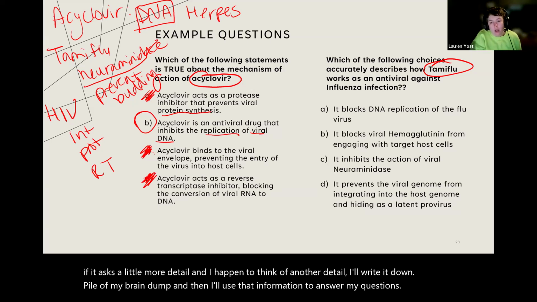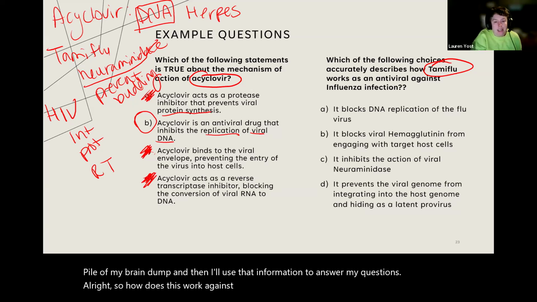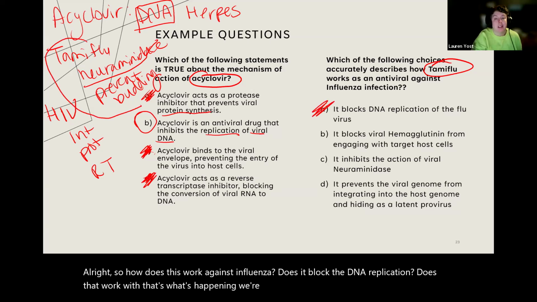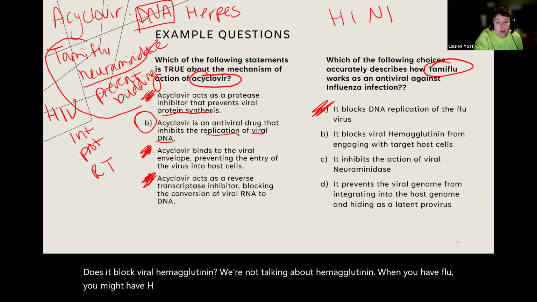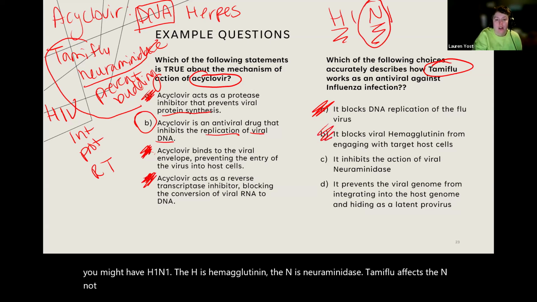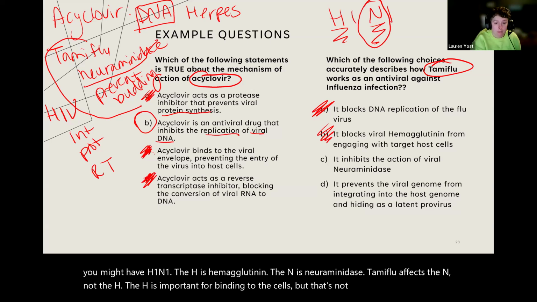All right, so how does this work against influenza? Does it block the DNA replication? That's not what's happening. We're not blocking DNA replication with Tamiflu. Does it block viral hemagglutinin? We're not talking about hemagglutinin. When you have flu, you might have H1N1. The H is hemagglutinin, the N is neuraminidase. Tamiflu affects the N, not the H. The H is important for binding to the cells, but that's not what Tamiflu is affecting.